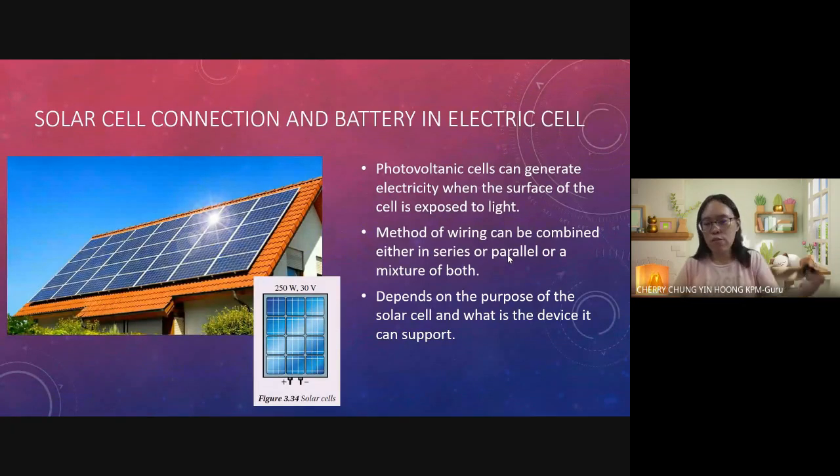Okay, so one of the examples is a solar panel. Okay, solar cell. Okay, photovoltaic cell can generate electricity when the surface of the cell is exposed to light. So the method of wiring can be combined either in series or parallel or a mixture of both, depending on the purpose of the cell and what device it can support.